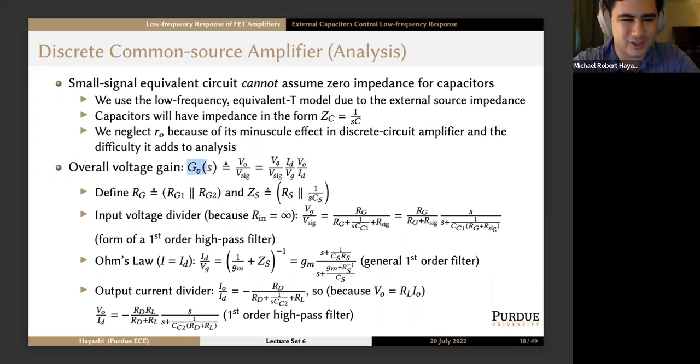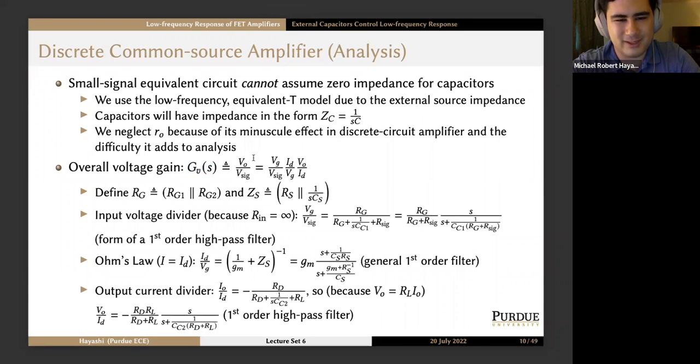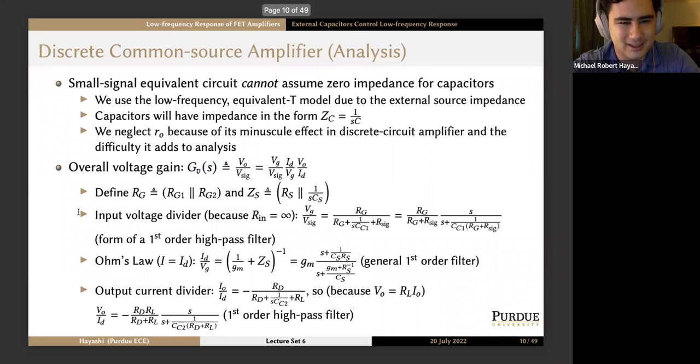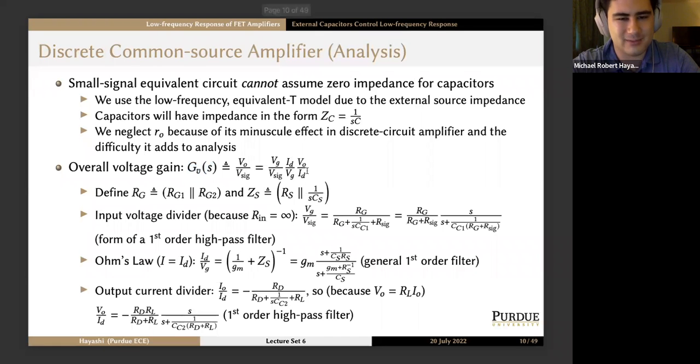So the overall voltage gain as a function of complex frequency S is defined as V sub O divided by V sub sig, which we're going to say is VG, the gate voltage, divided by V sig, times ID, the drain current, divided by VG, times VO divided by ID. So we'll just break it up into 3 separate terms we can all multiply together, and you'll notice the VGs cancel, the IDs cancel. So this is just an expansion of VO over V sig.